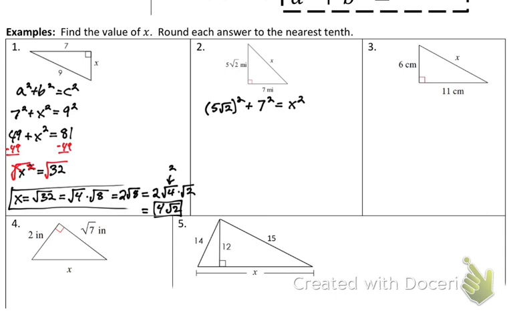Now we have to remember how to do that 5 square root of 2. So what I'm going to note is (5 square root of 2) squared is really 5 squared times square root of 2 squared. 5 squared, that's 25. Square root of 2 squared. Can someone raise your hand and tell me what's square root of 2 squared? Santiago? It'd be 2. So we'd have 25 times 2 plus 7 squared, which is 49, equals x squared.